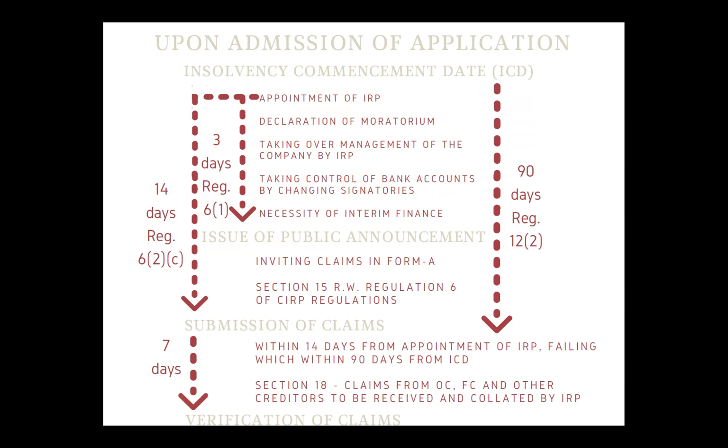Right? So now coming to the timelines part. What happens after the insolvency commencement happens? After the appointment of IRP, within 3 days of his or her appointment, such IRP shall issue a public announcement. If you can follow that web of arrow towards the issue of public announcement, we have stated 3 days under Regulation 6, Sub-Regulation 1 of the Insolvency and Bankruptcy Board of India, Insolvency Resolution Process for Corporate Persons Regulations 2016. It says that within 3 days, the IRP who is appointed shall issue a public announcement.